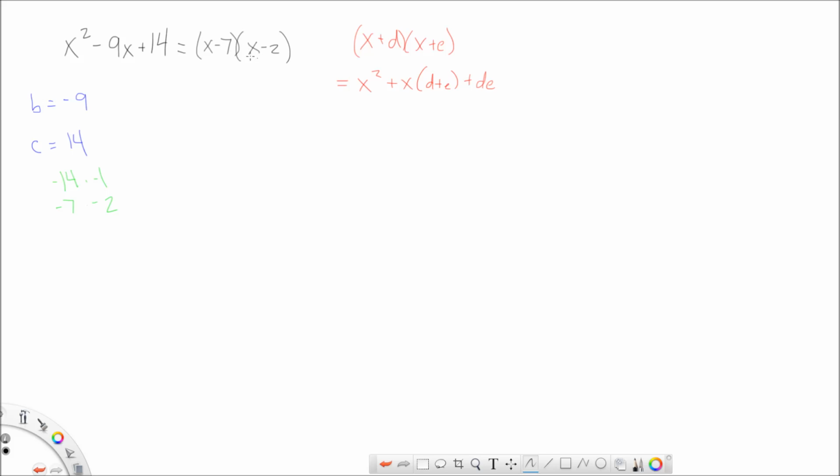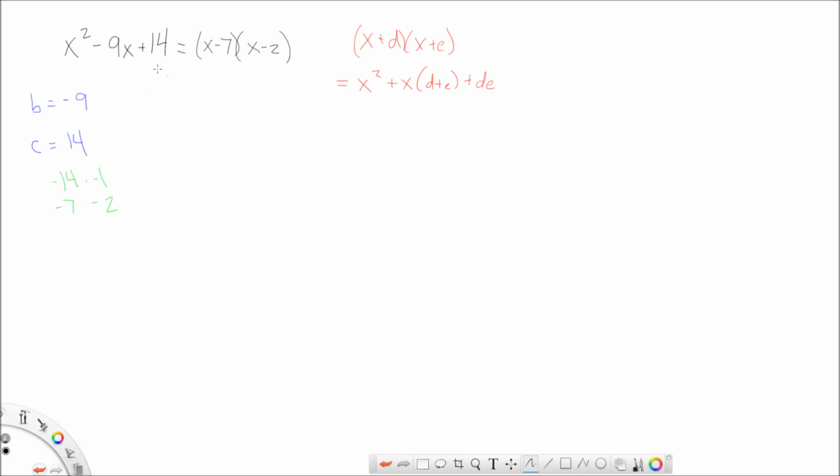And again, just to be safe, you could factor or FOIL this out one more time to make sure you get back what you started with. You'll get an x squared, a minus 7x plus a negative 2x, that'll give you negative 9x, and then negative 7 times negative 2 will give you the plus 14 that you want.